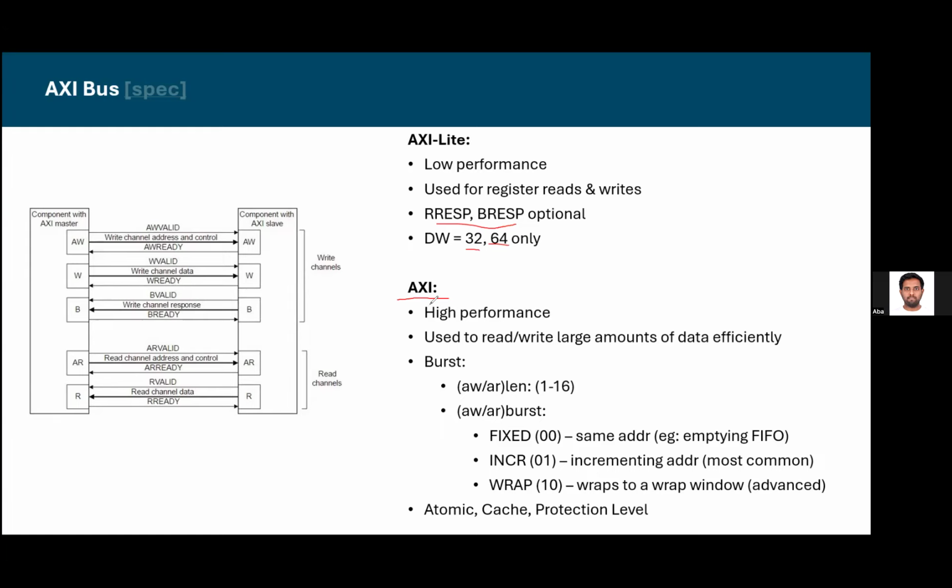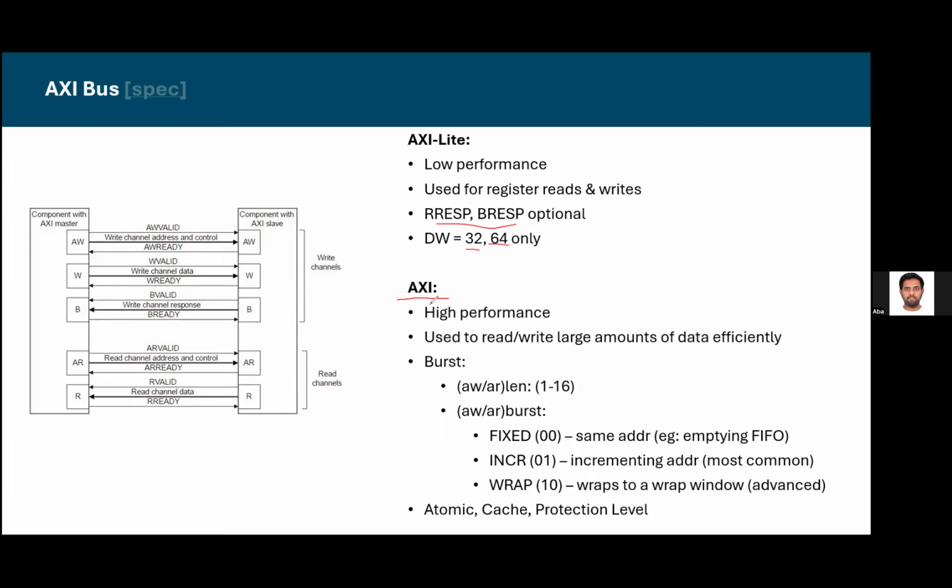The third one is the burst mode. This is the amount of data that you are going to ask for, which is basically size times length. This is the total amount of data. And then you have the burst type.